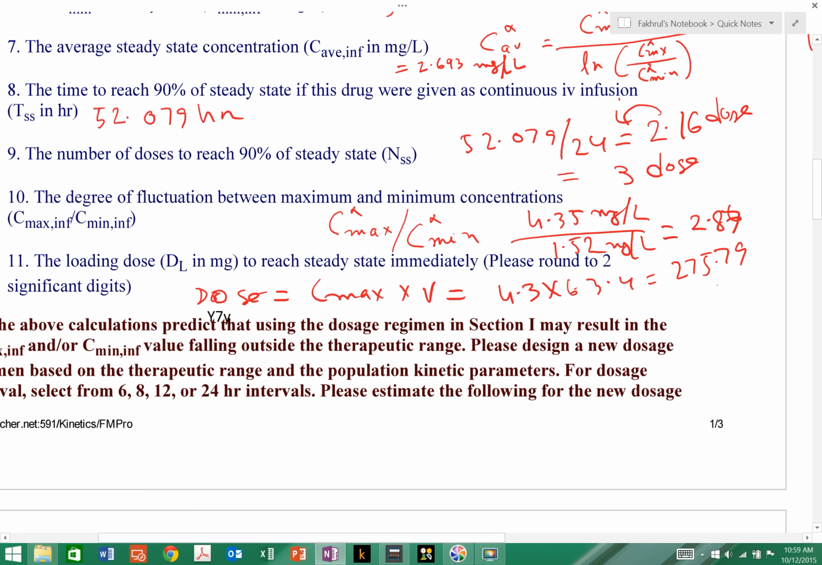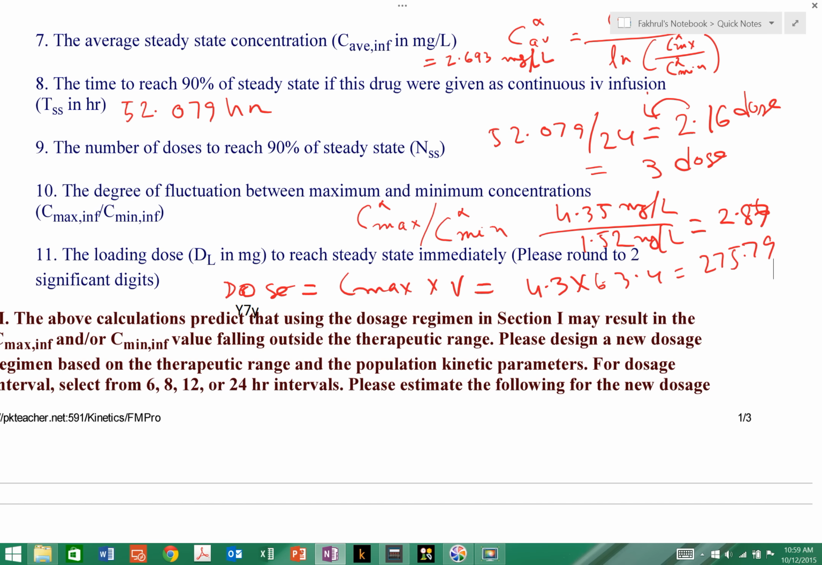And then it says please round to two significant digits, so we can convert it to 280. So this is the answer for the first set of calculation.